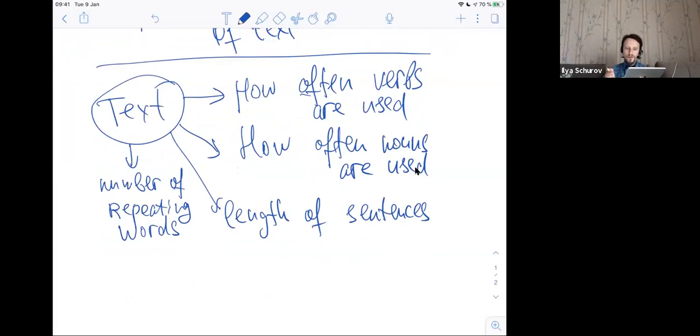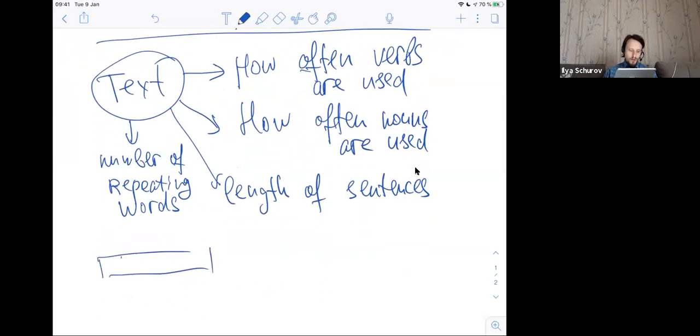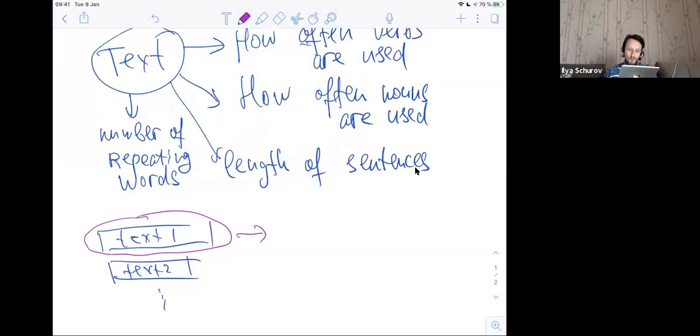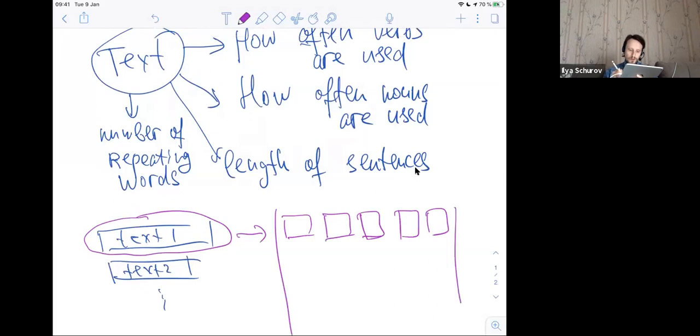Actually, you see that there are a lot of options, a lot of numeric values that are associated with a particular text. And now assume that we have a collection of texts. We have like text one, text two, and so on. And we can convert each text to the corresponding set of features like we discussed previously. So we will get a lot of numeric values. So from a collection of texts, we have a kind of very wide table with a lot of columns, meaning that we have a lot of variables to consider. Something like this.